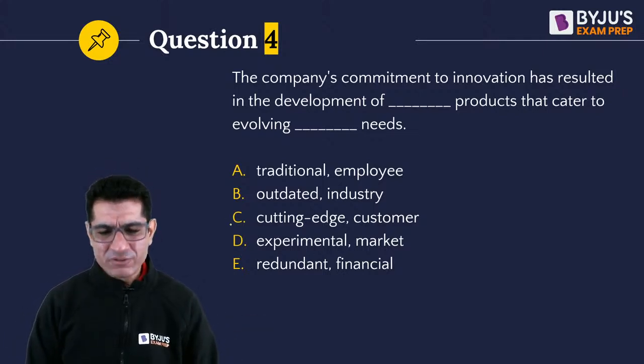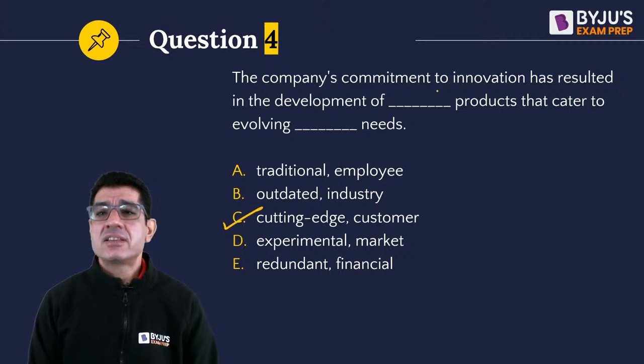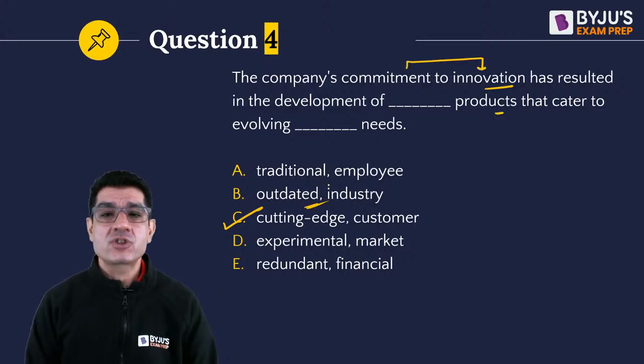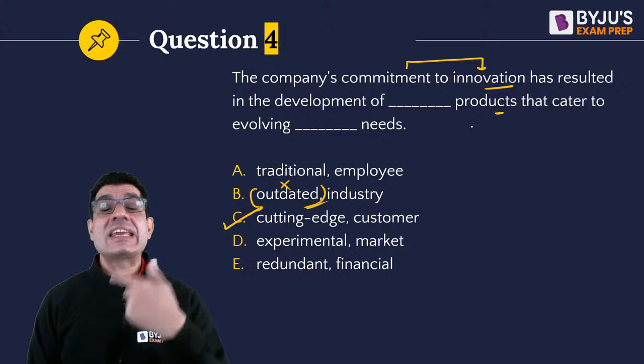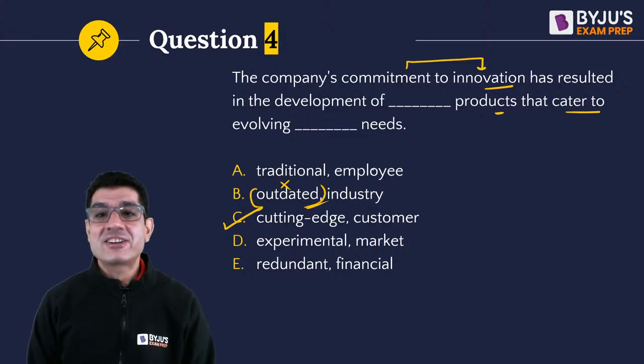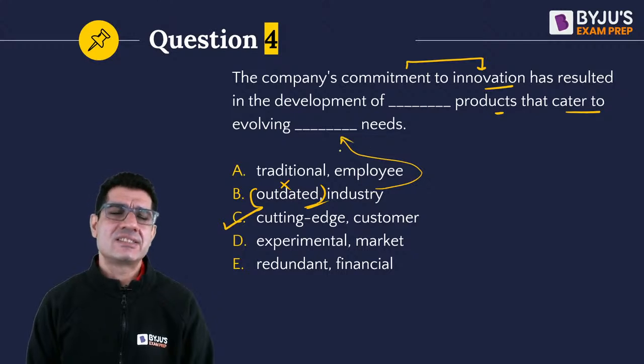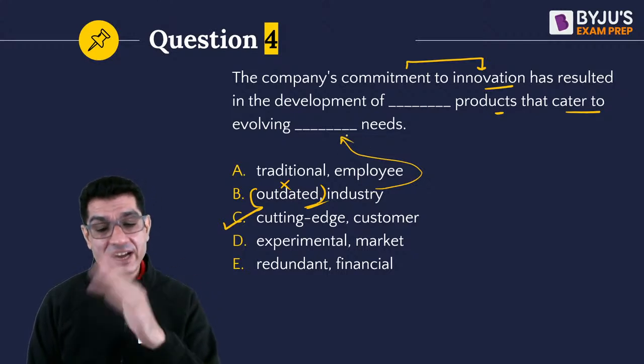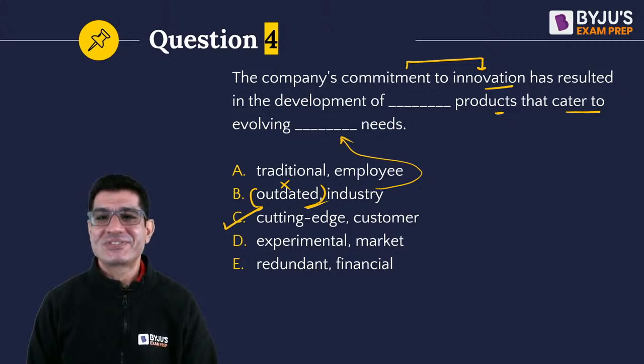Okay, C it is. I'm also getting some B's, so let us see. The company's commitment to innovation has resulted in the development of outdated products. So if you have commitment to innovation, why will your products be outdated? Does not go with the idea. And then if they're outdated, how will they cater to the evolving industry needs? So both the words are also contradicting each other. Right? When you innovate, you don't come up with experimental products, you come up with new products, novel products.